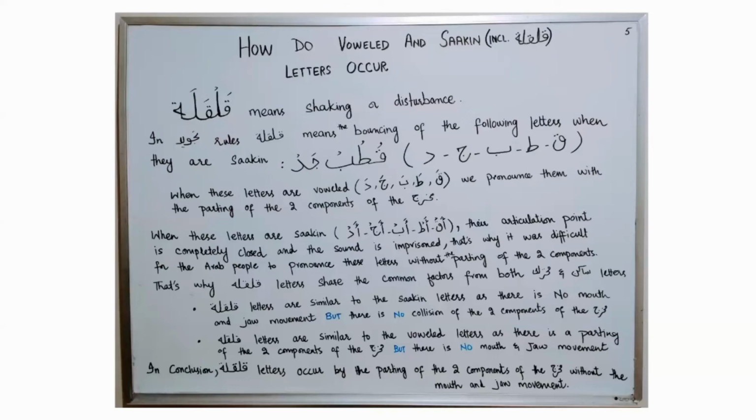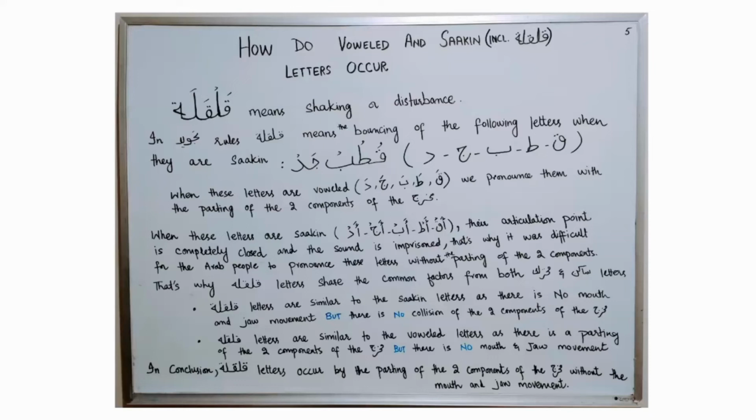That's why it was difficult for the Arab people to pronounce these letters without parting the two components of the makhraj. And that's the reason that the Qalqalah letters share the common factors from both sakin and vowel letters. So let's see how we can pronounce them. Aq, aq, ab, aj, ad.